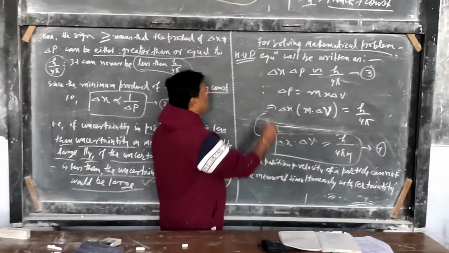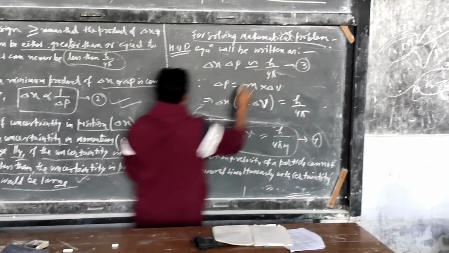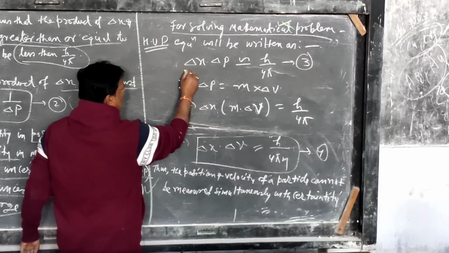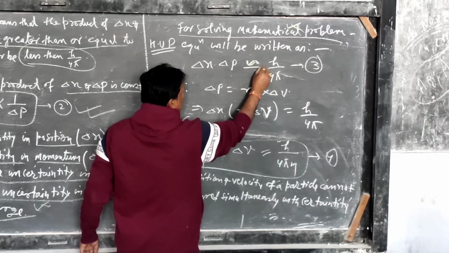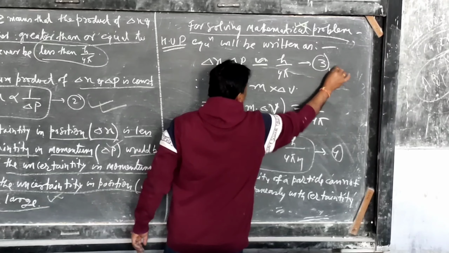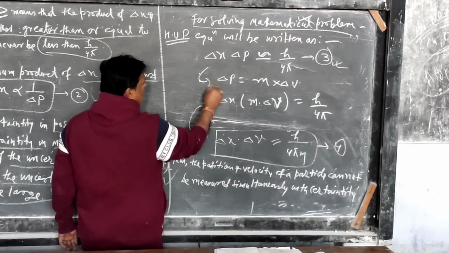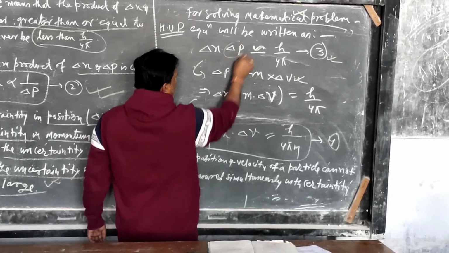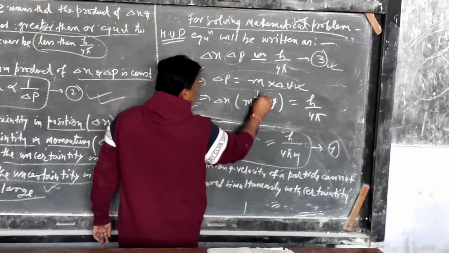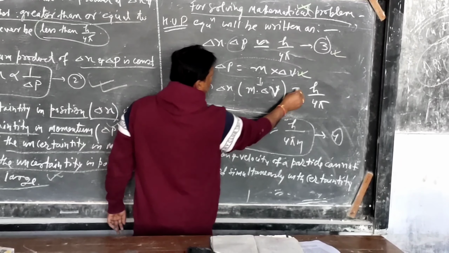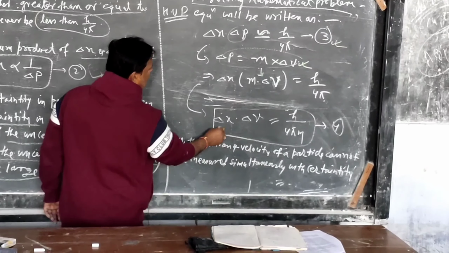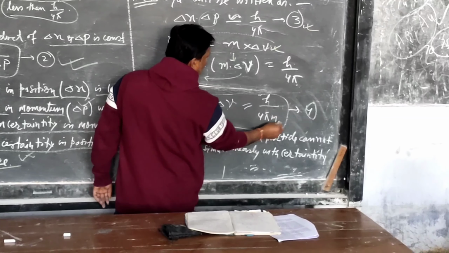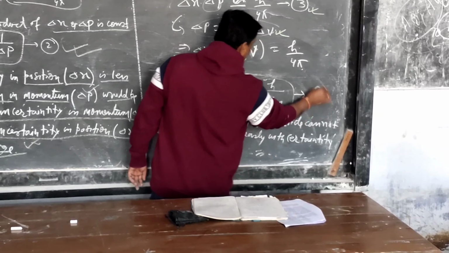Therefore, for solving mathematical problems, the Heisenberg uncertainty principle equation will be written as delta x into delta p is equal to h upon 4 pi. Say it equation number 3. But delta p is equal to m into delta v. Putting the value of delta p, delta x into m delta v is equal to h upon 4 pi. Therefore, delta x into delta v is equal to h upon 4 pi m. Say it equation number 4.